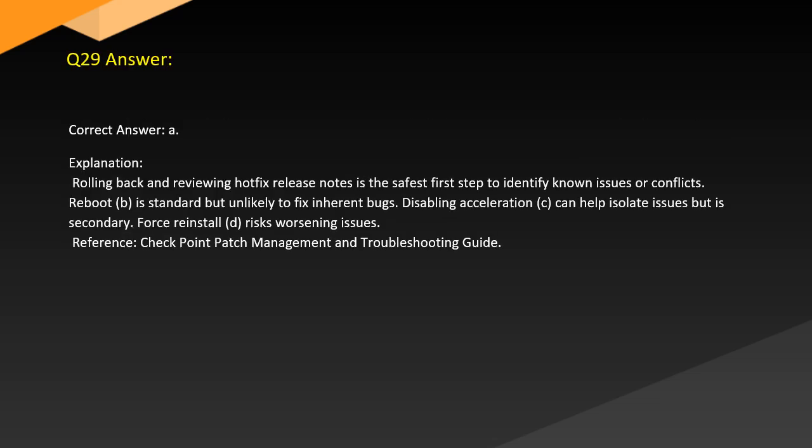Answer. Correct answer: A. Explanation: Rolling back and reviewing hotfix release notes is the safest first step to identify known issues or conflicts. B. Reboot is standard but unlikely to fix inherent bugs. C. Disabling acceleration can help isolate issues but is secondary. D. Force reinstall risks worsening issues. Reference: Checkpoint patch management and troubleshooting guide.